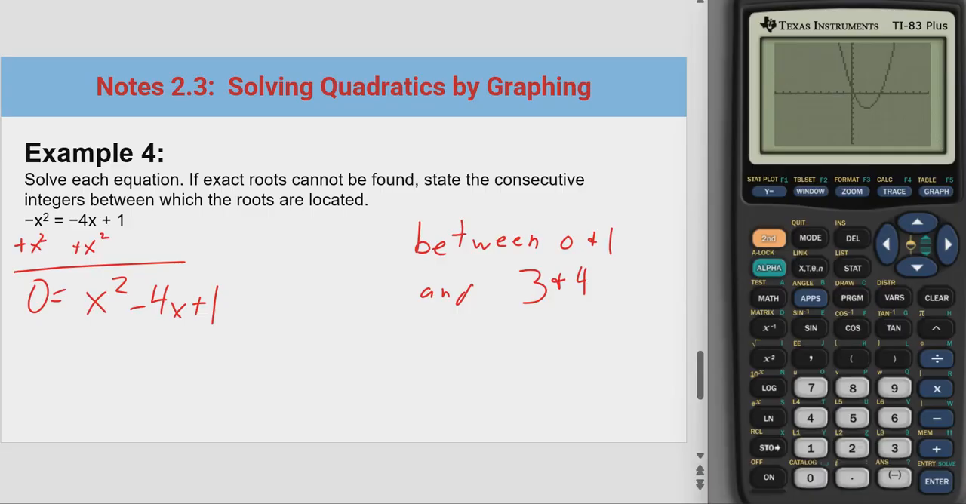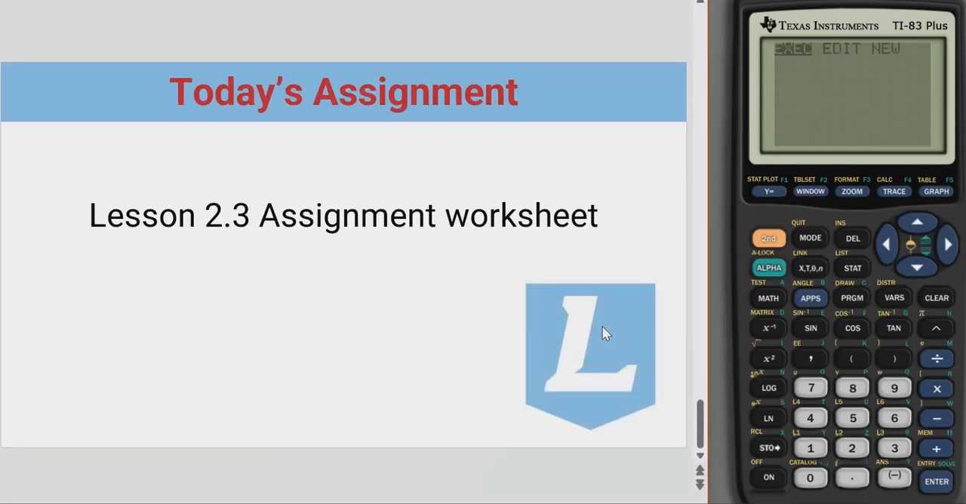If we were going to use Desmos, we could click directly on the graph. It would tell us the exact values. Your TIs can do that as well. It's a little more work. So we'll look at that another day. So that should bring you up to speed, ready to do your assignment today for lesson 2.3.